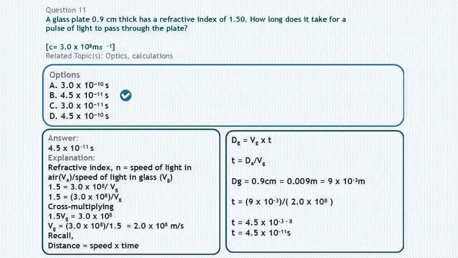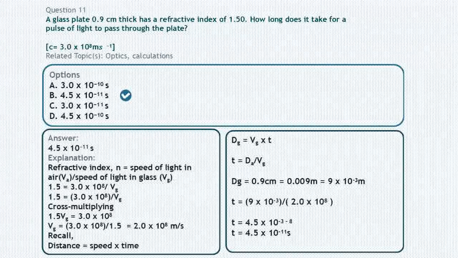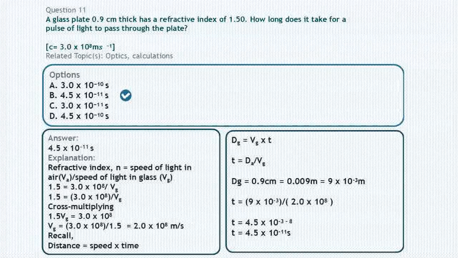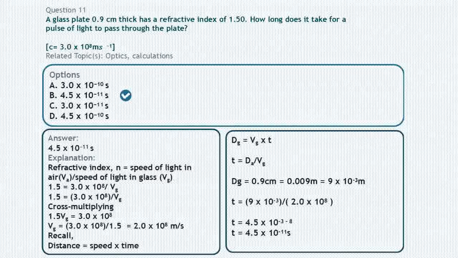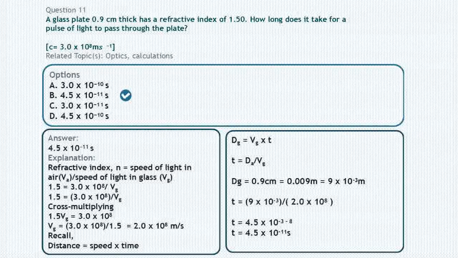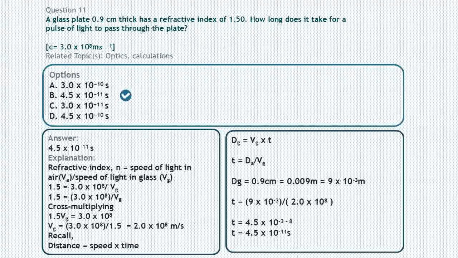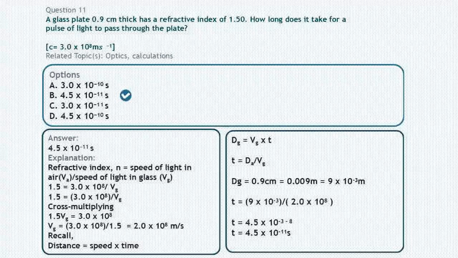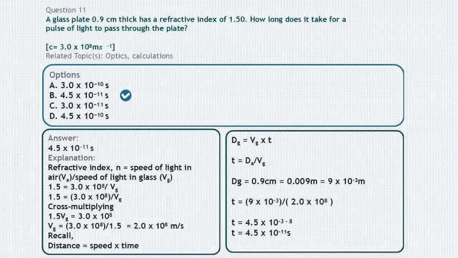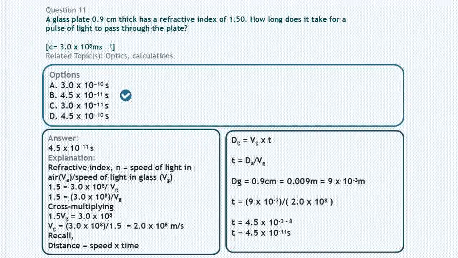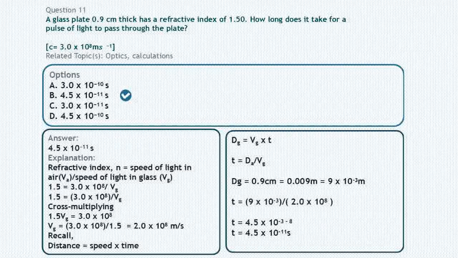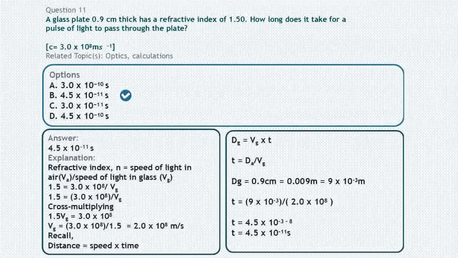We are going to use our law of indices here. If I have 10 raised to power x divided by 10 raised to power y, that will be equal to 10 raised to power x minus y. So here, 10 raised to power minus 3 divided by 10 raised to power 8 will be 10 raised to power minus 3 minus 8. So this will be 4.5 times 10 raised to power minus 11.